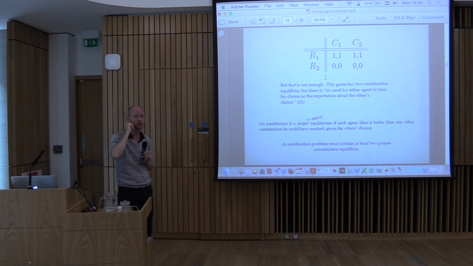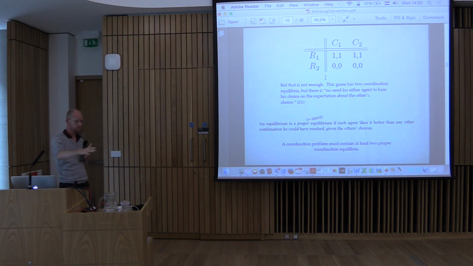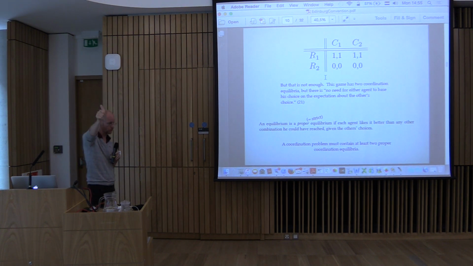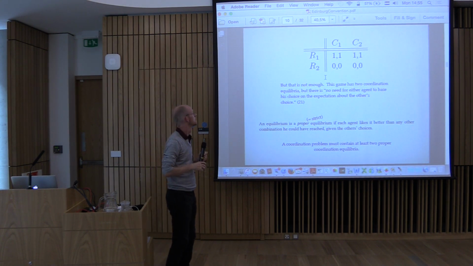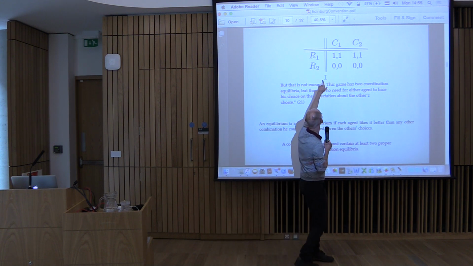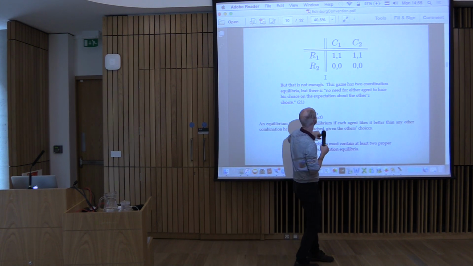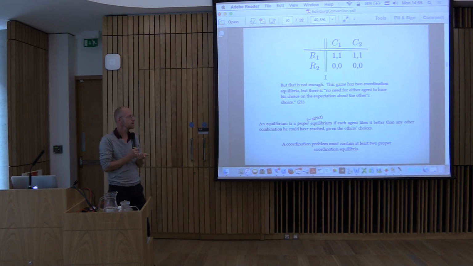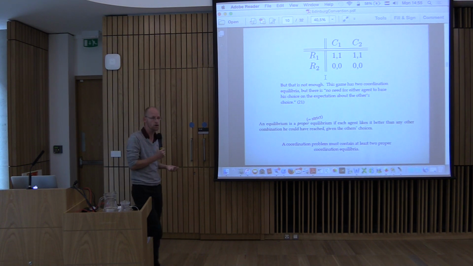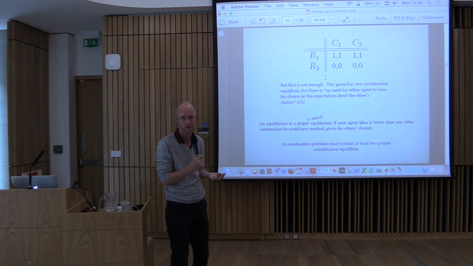So Lewis says, not only must it be a coordinating equilibrium where no one can benefit by deviating, and there must be more than one for it to be a convention, but also it must actually matter what you do. In this game, R1, C1 and R1, C2 would both be coordinating equilibria. But here it doesn't really matter for the column player, for instance, whether he plays C1 or C2. So they're both coordinating equilibria, but who cares what you do, right?